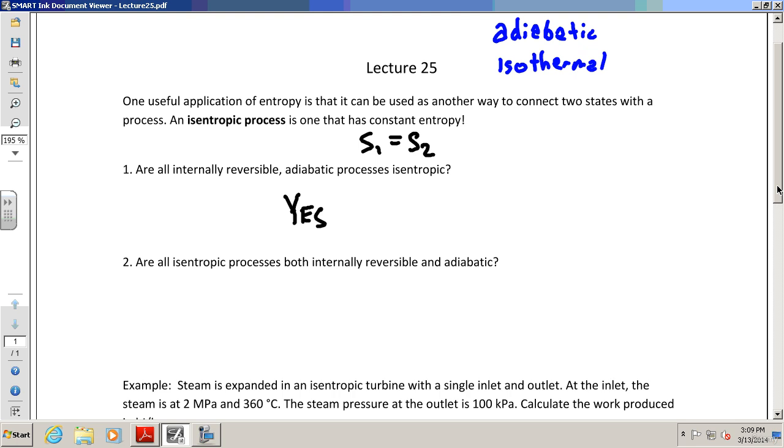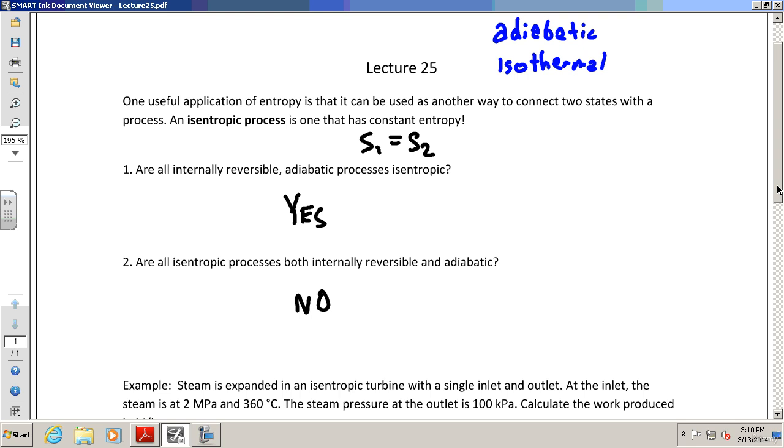How about the reverse, though? Are all isentropic processes both internally reversible and adiabatic? How about the reverse? Because, honestly, internally reversible and adiabatic, that's pretty tough. I mean, there's not really anything out there that's both internally reversible and adiabatic. Not real processes, okay? So that's a tough guideline there, okay? But the answer to this one is no, okay? You can come up with isentropic processes that are not internally reversible and not adiabatic. And it's actually a really simple example.